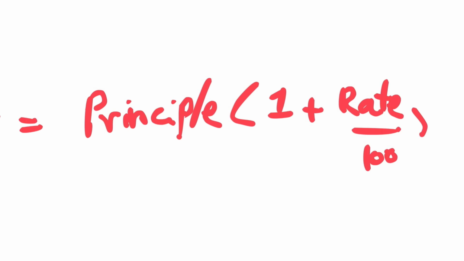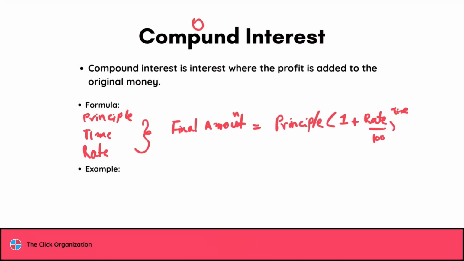Principal times 1 plus rate divided by 100, all of them to the power of my time. This is the formula. So to find the final amount, you multiply your principal or original money by 1 plus your rate, all to the power of your time.